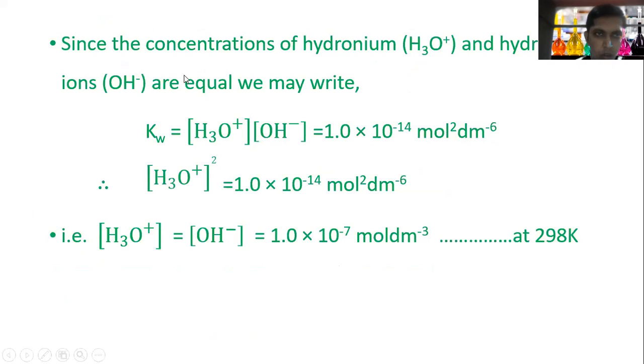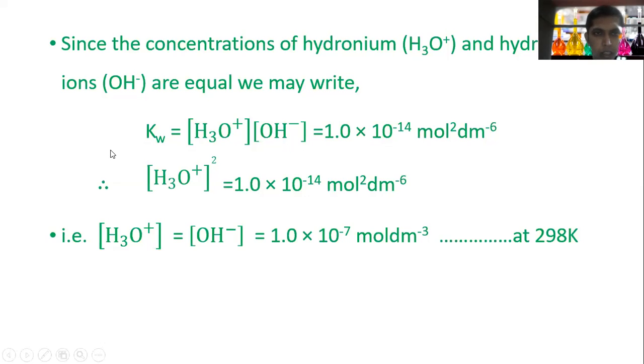Its actual unit is mole square dm raised to power minus 6, because this concentration will have the unit moles per dm cube multiplied by moles per dm cube. So the final unit will be mole square dm raised to power minus 6. And this product has been found by conductivity measurements. So using the conductometric technique, the scientists have found out that the ionic product of water is equal to this much, at temperature 298 Kelvin.